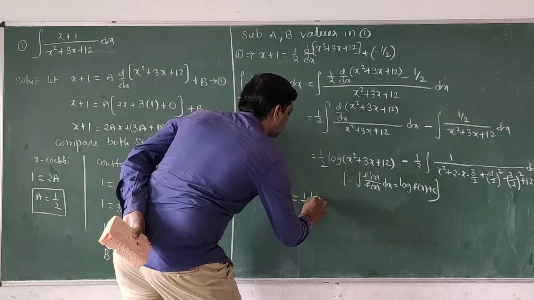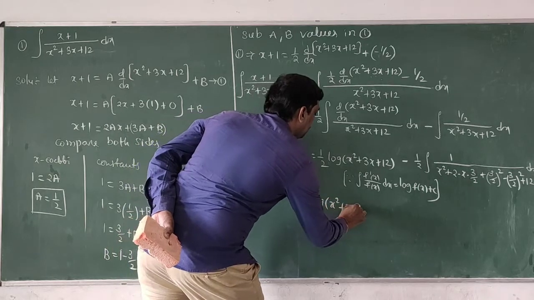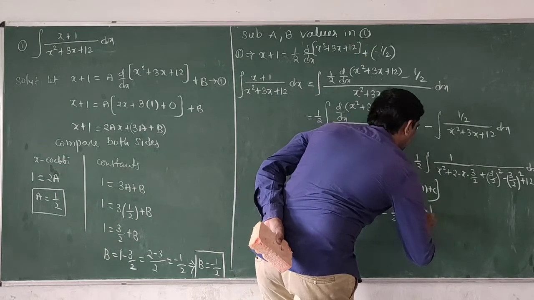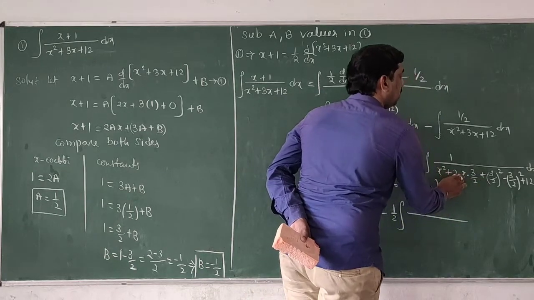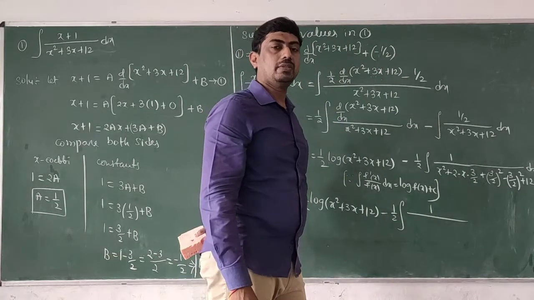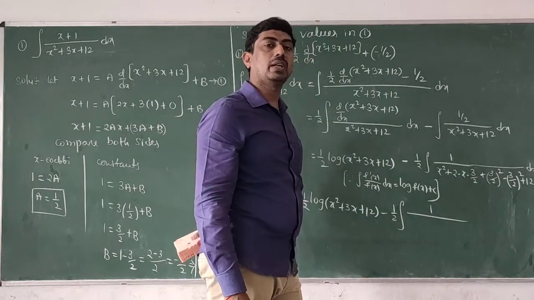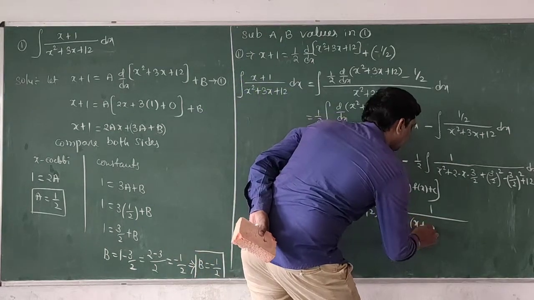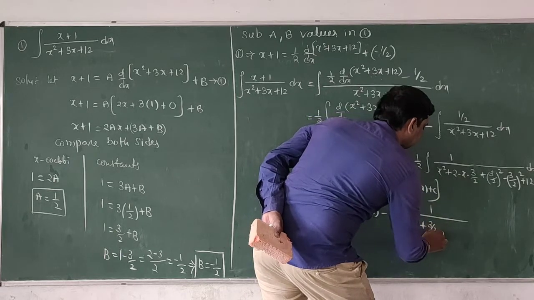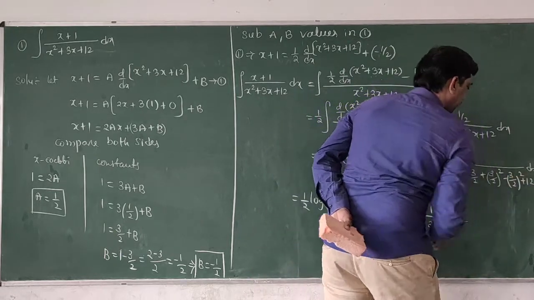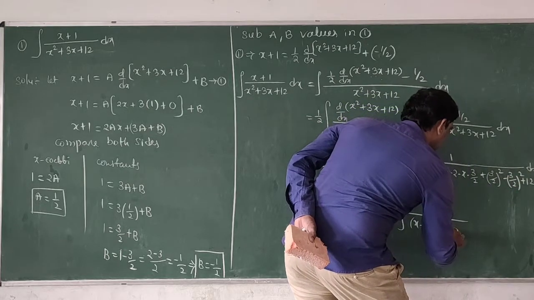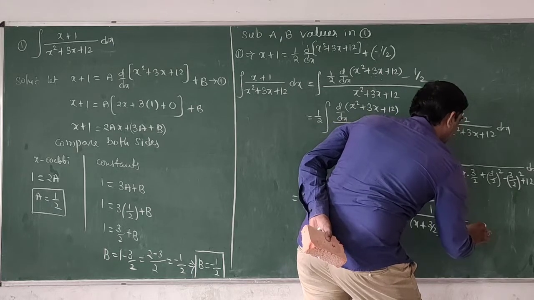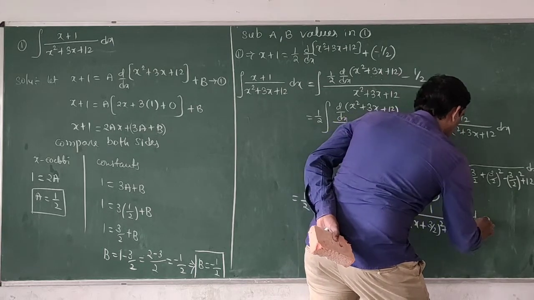So that equals 1 by 2 into log of x square plus 3x plus 12 minus 1 by 2 into integration of 1 by the first three terms, a square plus 2ab plus b square. What is the formula for a square plus 2ab plus b square? It is a plus b whole square. So it is x plus 3 by 2 whole square. Simplify this. First write down the positive term: 12 minus 3 by 2 whole square, which means 9 by 4, dx.